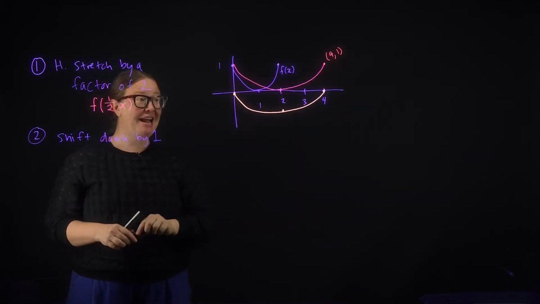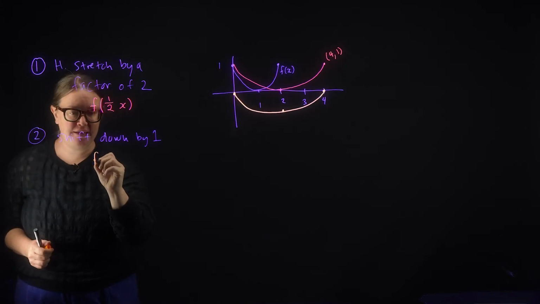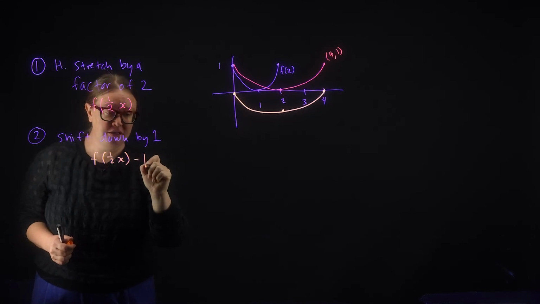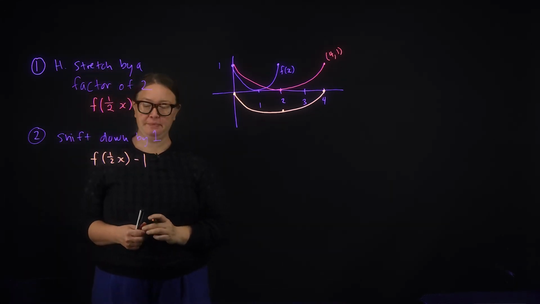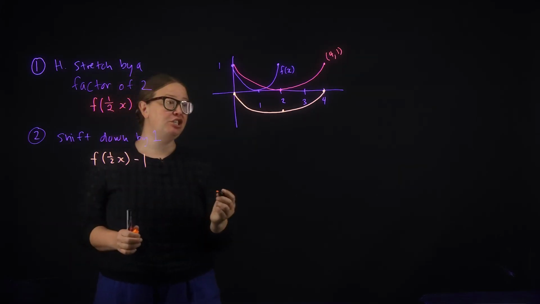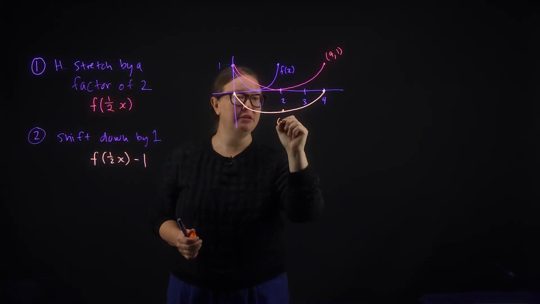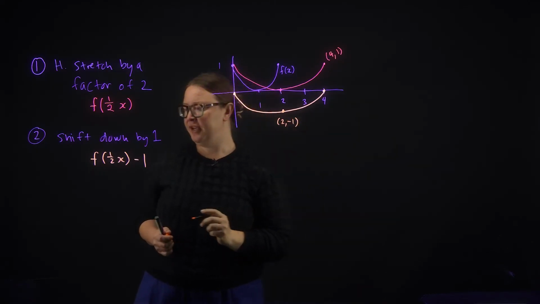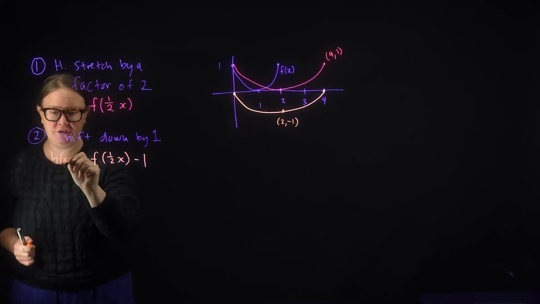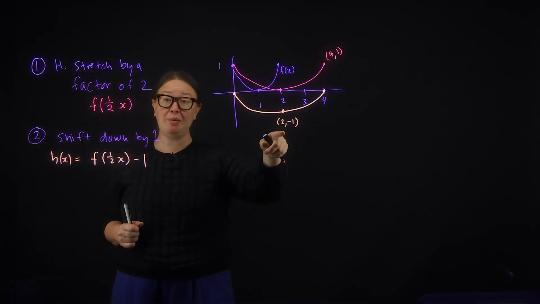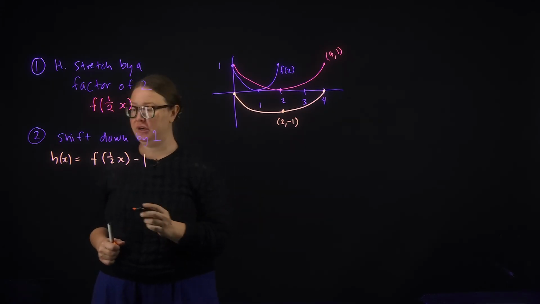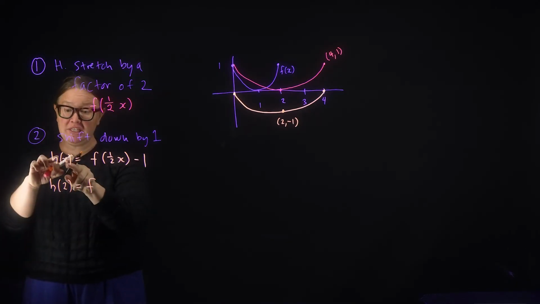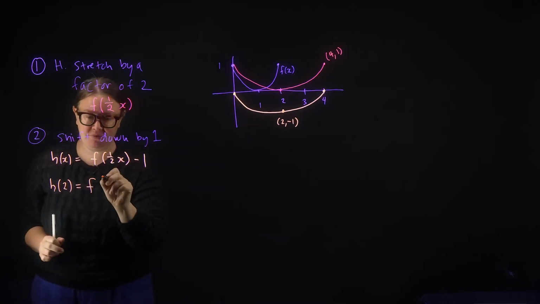Now, to shift down by 1, I'm going to take that function and subtract 1 off of all those outputs. I can do the same thing to check a point here. This is a point on my orange graph, (2, -1), and we can give this function a name and check that when I plug in 2, I get the output of -1. So let's do that. h of 2 equals, what it means to plug 2 into h is to plug 2 in for x everywhere I see it here.